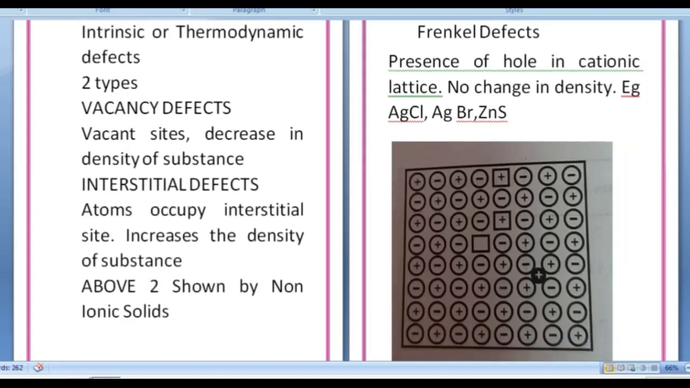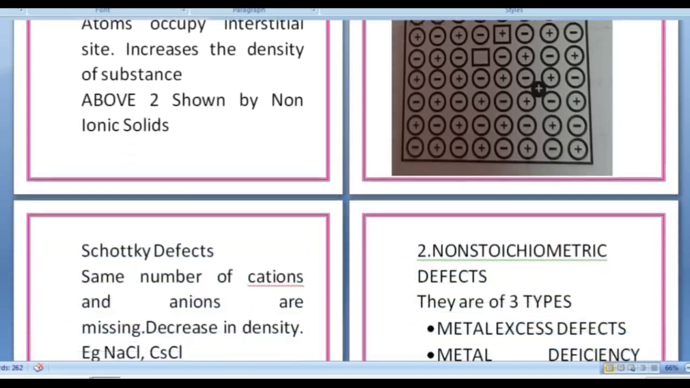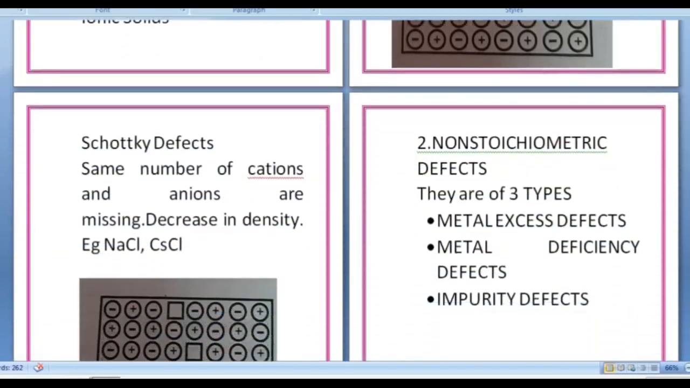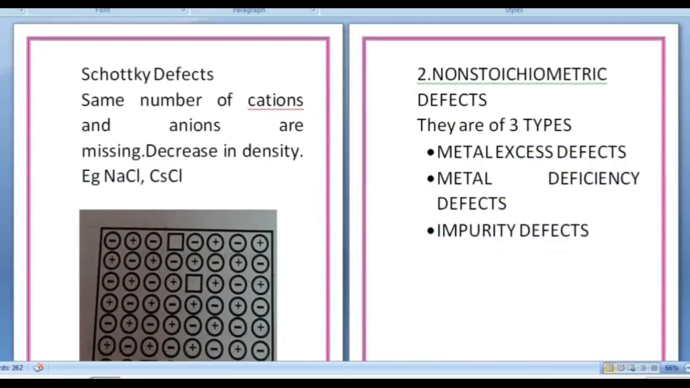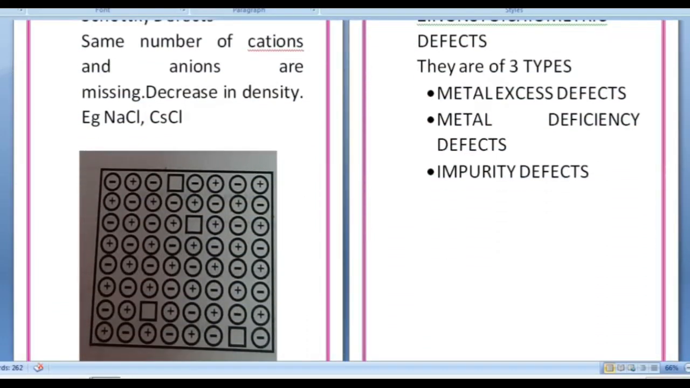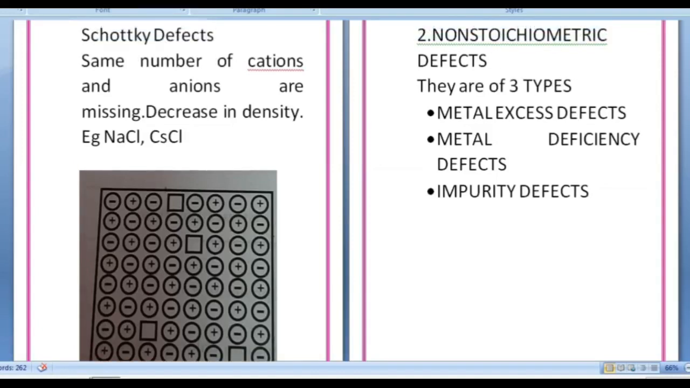The second type of defect shown by ionic crystals is called Schottky defect. In Schottky defect, the same number of cations and anions are missing. Suppose students decide to bunk classes, run away from the class. Before the teacher has entered the class, they have left, so their places are vacant. Because they have left the class, the number of students will be less. So the density will be less.